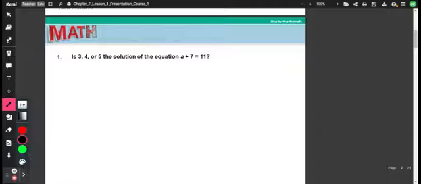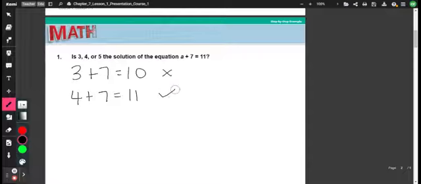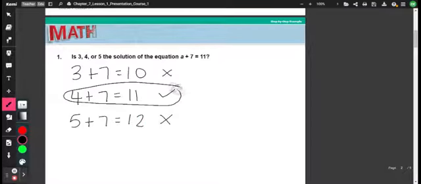So what we're going to do is guess and check. First we say 3 plus 7 equals 10, so that is not it. We have 4 plus 7 equals 11. That's good. And then 5 plus 7 equals 12, and that's also not good. So 4 plus 7 is going to equal 11, so a equals 4.